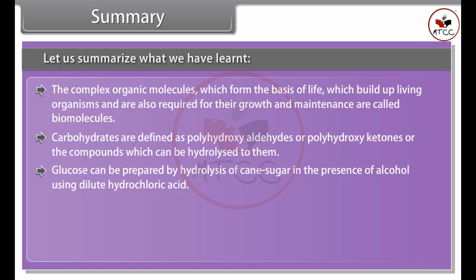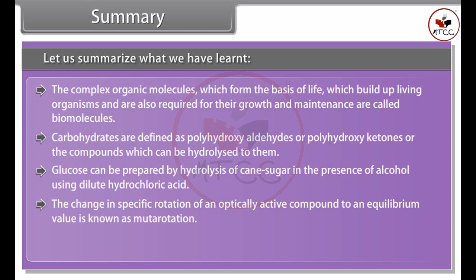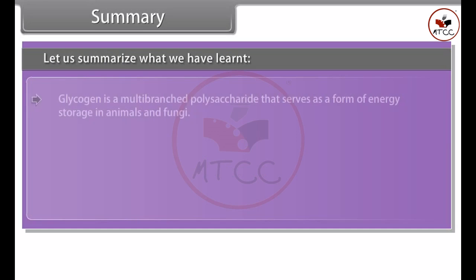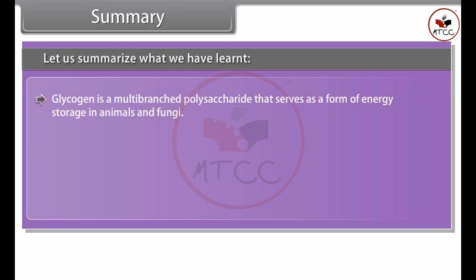Glucose can be prepared by hydrolysis of cane sugar in the presence of alcohol using dilute hydrochloric acid. The change in specific rotation of an optically active compound to an equilibrium value is known as mutarotation. The conversion of sucrose into equimolar mixture of glucose and fructose is accompanied by change in sign of optical rotation, is known as inversion of sugar. Glycogen is a multi-branched polysaccharide that serves as a form of energy storage in animals and fungi.